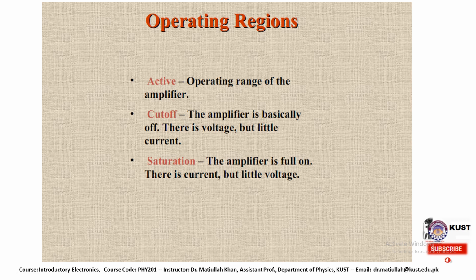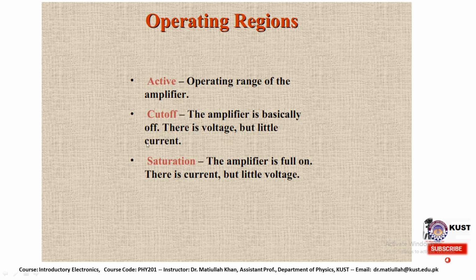The magnitude of the signal that is given to it is smaller than the magnitude that it is giving as an output, so it means that it is amplifying the input signal. We have the other operating region of the same transistor, that is called the cutoff mode, or the cutoff operating region. In this particular case, the amplifier is basically off. There is voltage but little current passing through, and we have the saturation operating region of the same transistor.